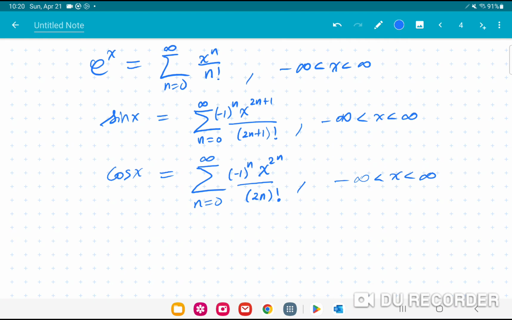One way that I remember the exponents is that the sine function is an odd function. So all the terms, all the x's are of odd power. And the cosine function is an even function. All the terms, I mean all the coefficients of the powers of x are of even power.